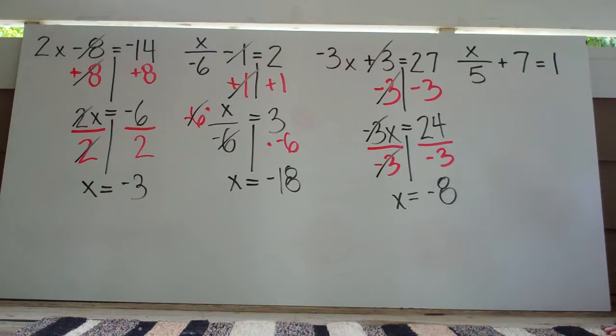We got x divided by 5 plus 7 equals 1. Alright, first thing, add or subtract. So, the opposite of plus 7 is going to be minus 7. So I'm going to do that on both sides.